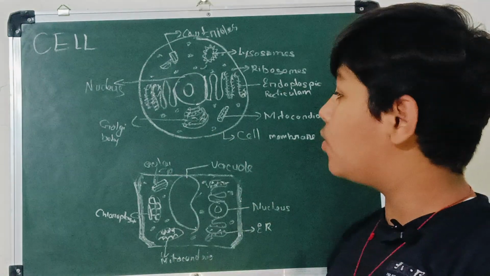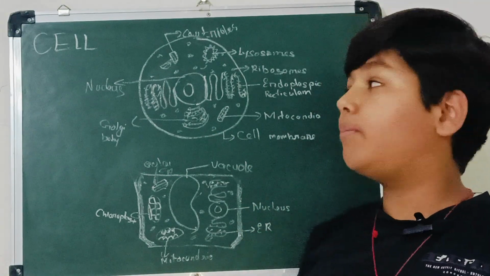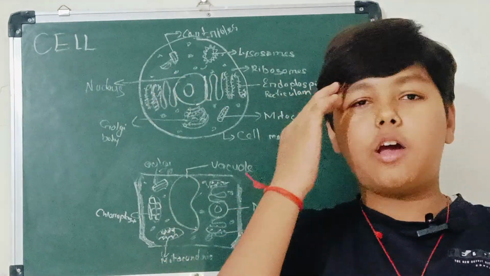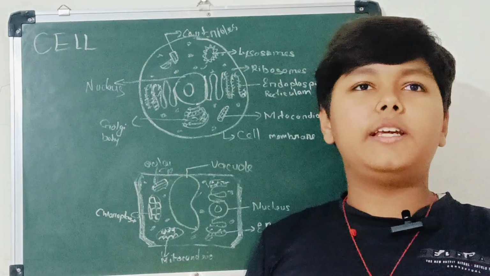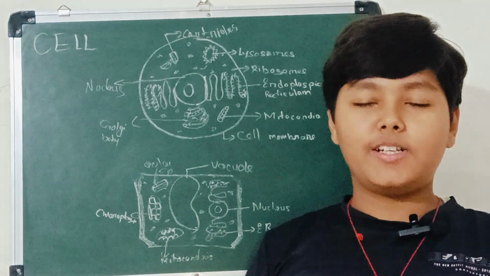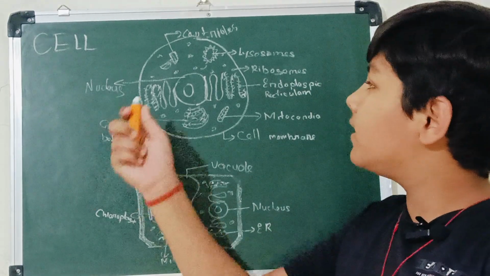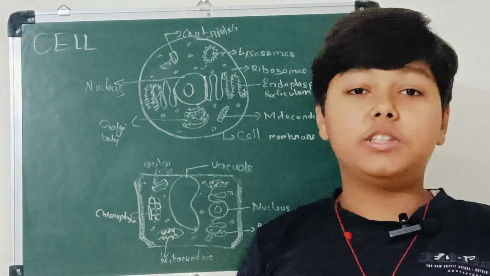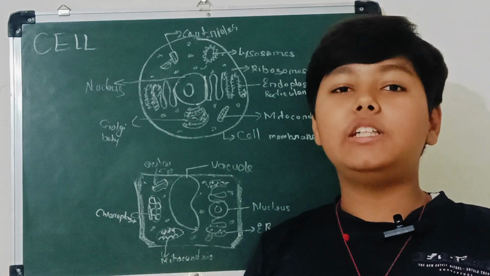After that comes the Golgi body. The Golgi body is located near our nucleus. In most RBC cells, the Golgi body is not present. After that come the centrioles. Centrioles help in cell division.